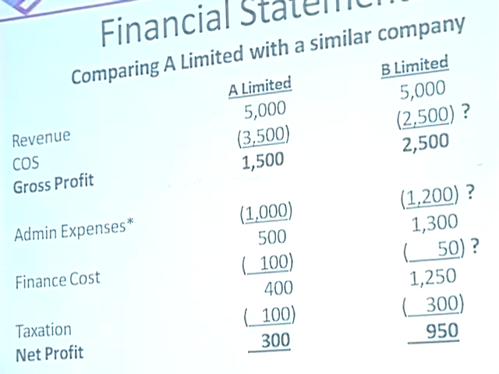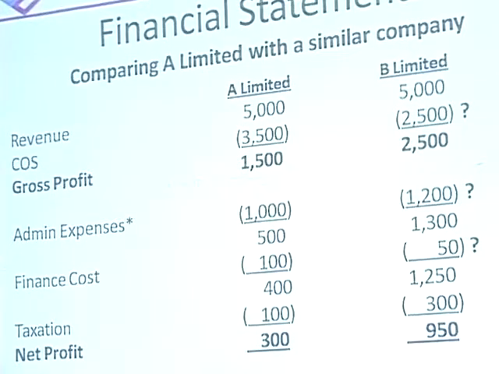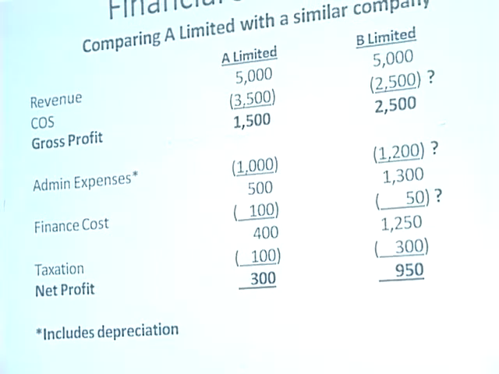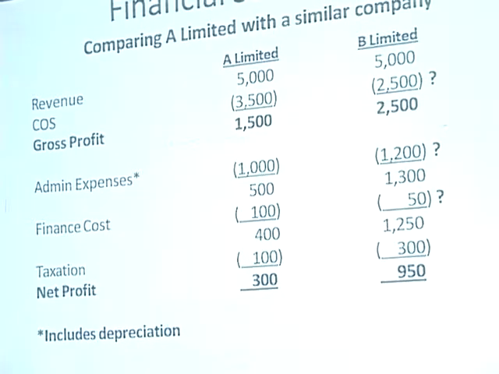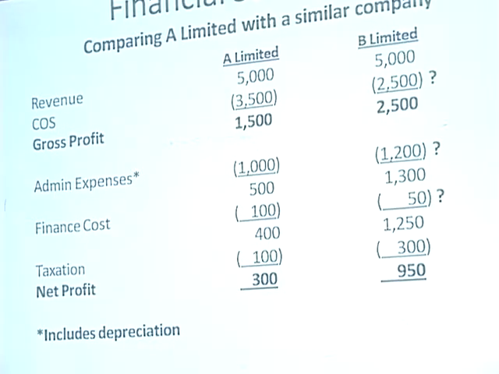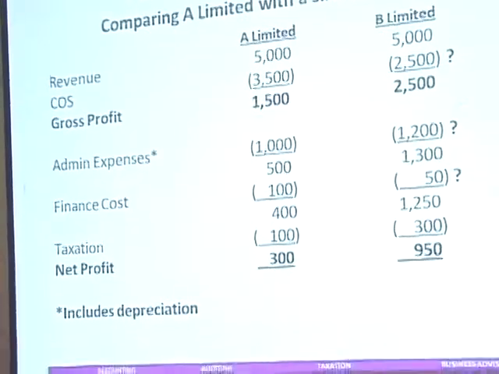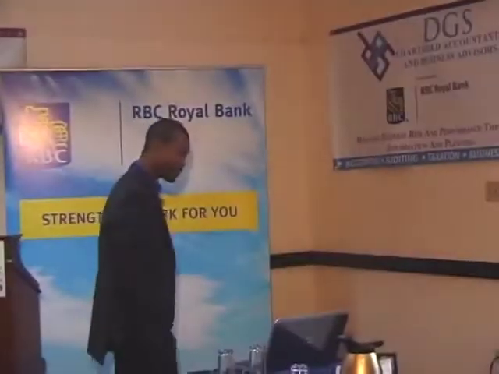But also realize that A Limited has administrative expense of probably $200 more than B Limited. But that doesn't mean that they are managing their expenses properly either, right? It probably means that B Limited has invested in professional fees. So as a result, the internal control system is much better, right?